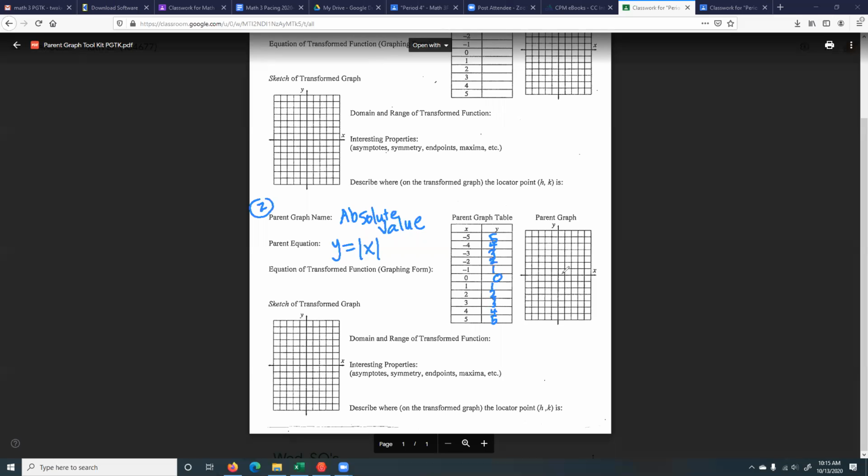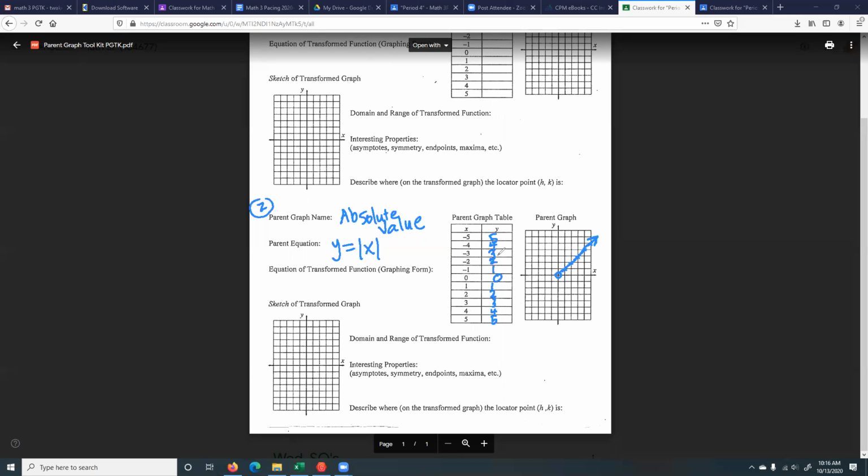So my locator point, again, is at 0, 0. So I'm going to put an open circle there. I'm going to go up 1 over 1, up 1 over 1, up 1 over 1, up 1 over 1, because that is where 1, 1, 2, 2, 3, 3, 4, 4, 5, 5 are. So the right half of the graph is a line like this with an arrow going on forever.